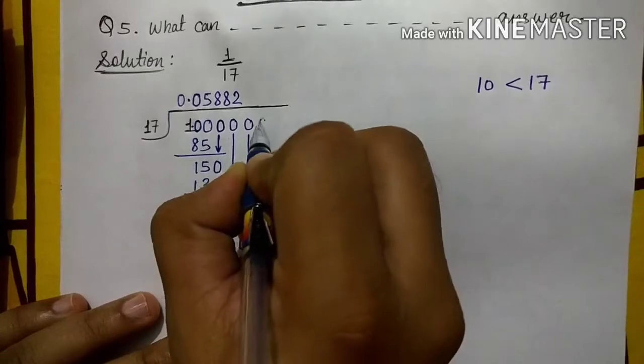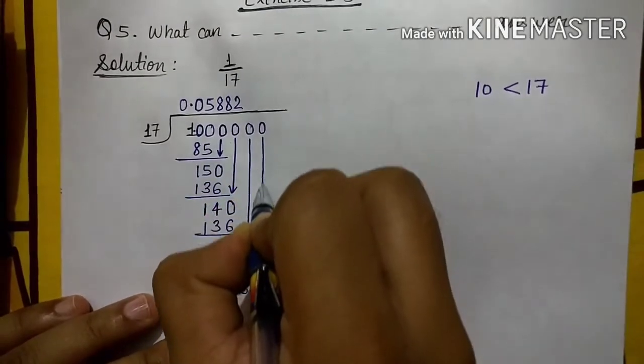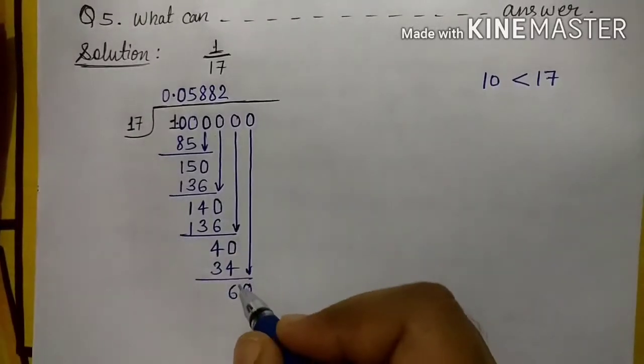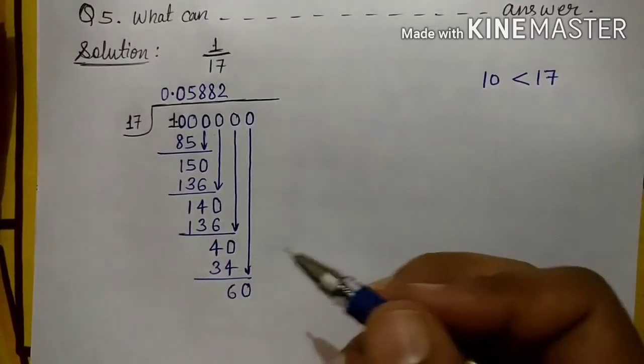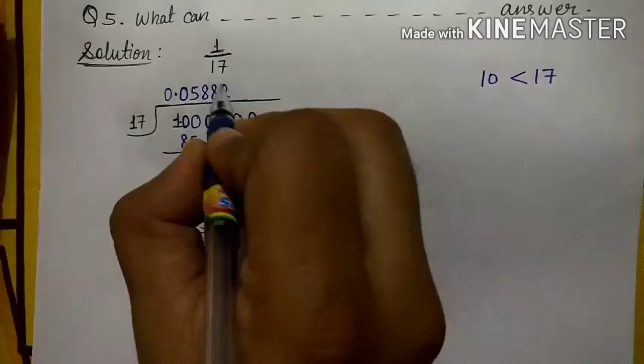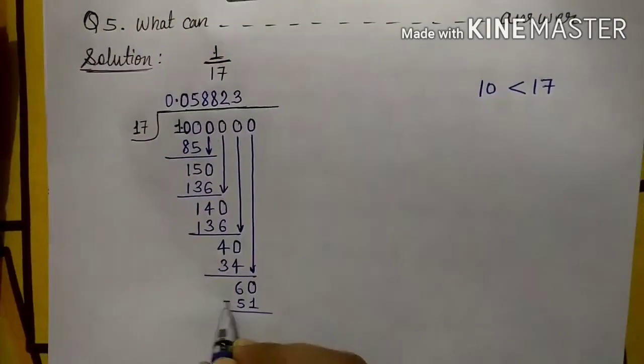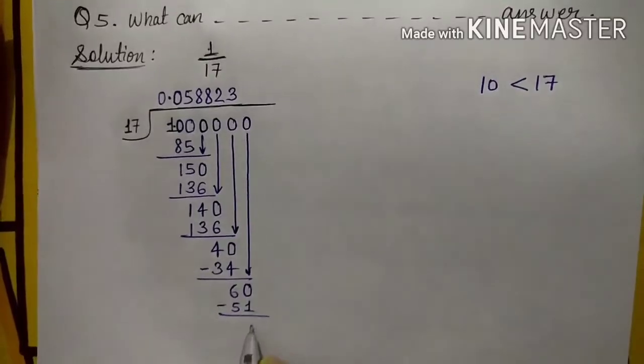The point is already there, so we can bring one more 0 here. It becomes 60 now, and we have to divide 60 by 17. 17 threes are 51 and 17 fours are 68, so we have to use 3. 17 threes are 51. We subtract, and it comes 9.